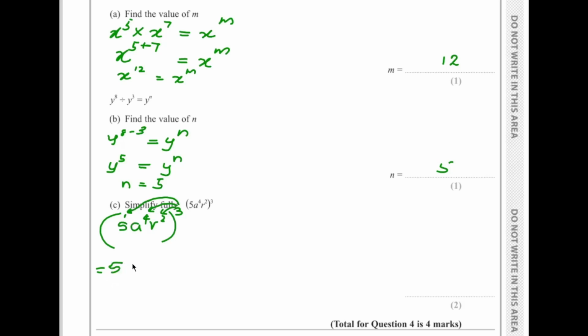So 5 to the power of 3, a to the power of 4 times 3, which is 12. When you have a power outside brackets and you are trying to simplify, we multiply the powers. We do not add, we multiply. So 4 times 3 is 12, r: 2 times 3 is 6. So 5 to the power of 3 means 125. a to the power of 12, r to the power of 6. This is the final answer: 125 a to the power of 12 r to the power of 6.